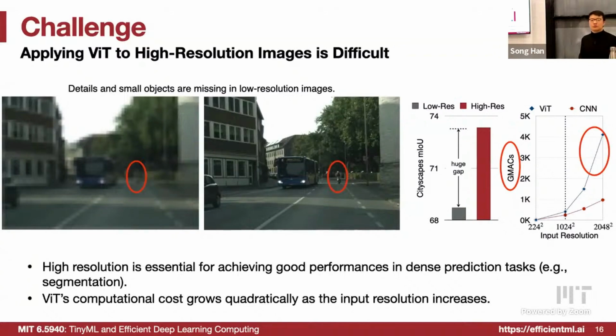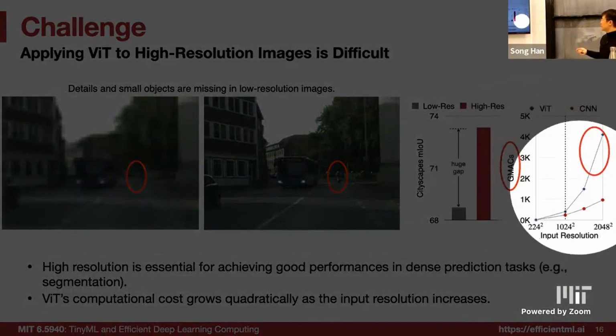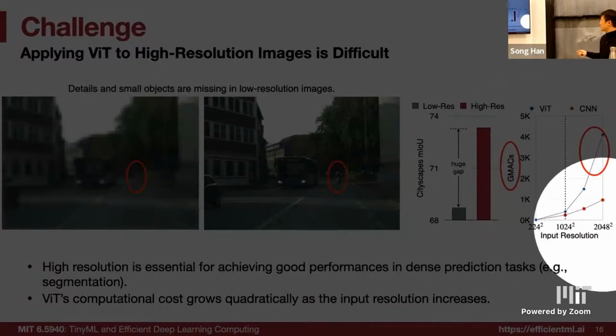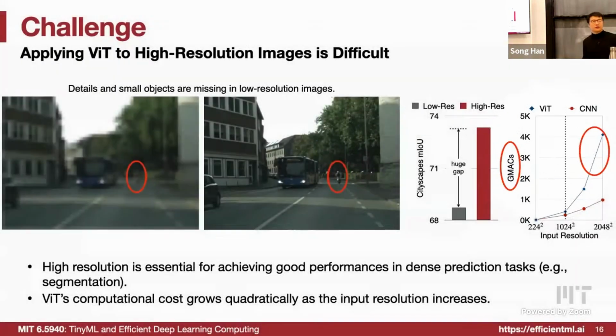However, increasing the resolution is no free lunch. You see the MACs for ViT actually grow much faster compared with CNNs. From 1K to 2K, the computation for ViT grows much faster. Why is that the case?